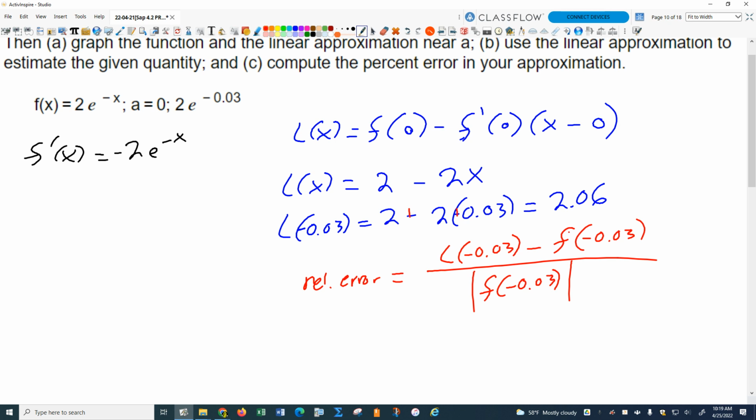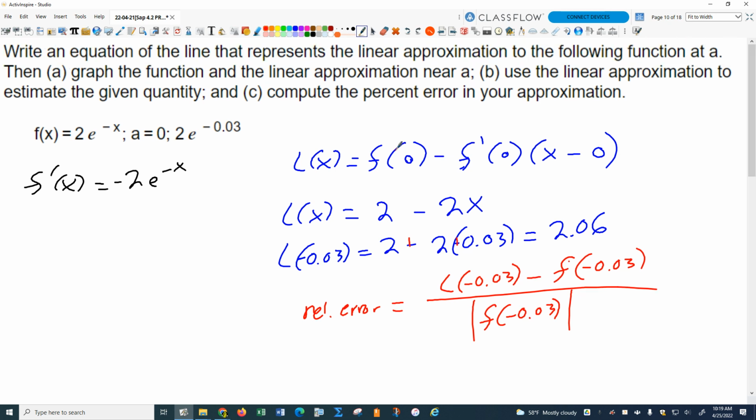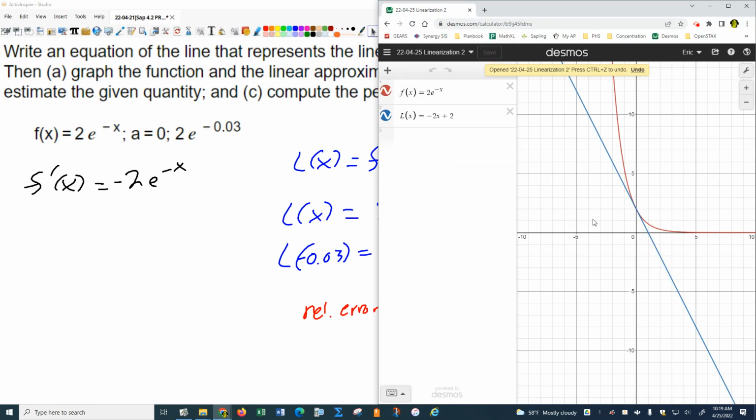Okay, and if we look at this on our graph, I just happen to have a trusty graph of this. There it is. There's our function, e to the negative 2x. There's our linearization. You can see that close to 0, it's a good approximation.